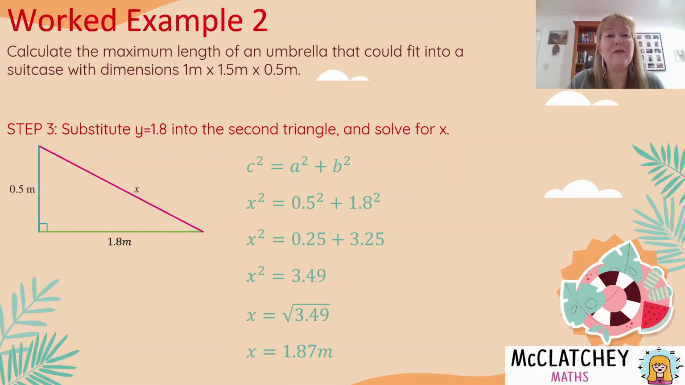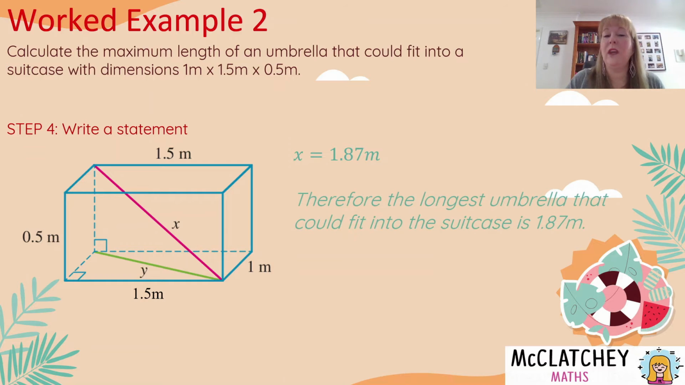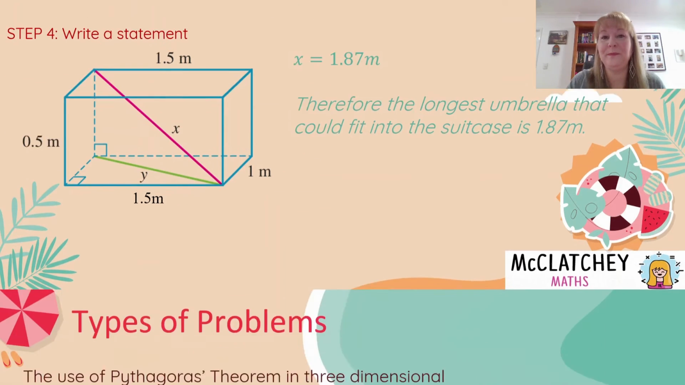Now, once again, you've noticed that the question didn't ask you to find an x. It asked you to find the length of an umbrella. So we need to now write a statement. So we know x is 1.87, that's that invisible diagonal shown in pink. And we're going to write that therefore the longest umbrella that could fit into the suitcase is 1.87 meters.